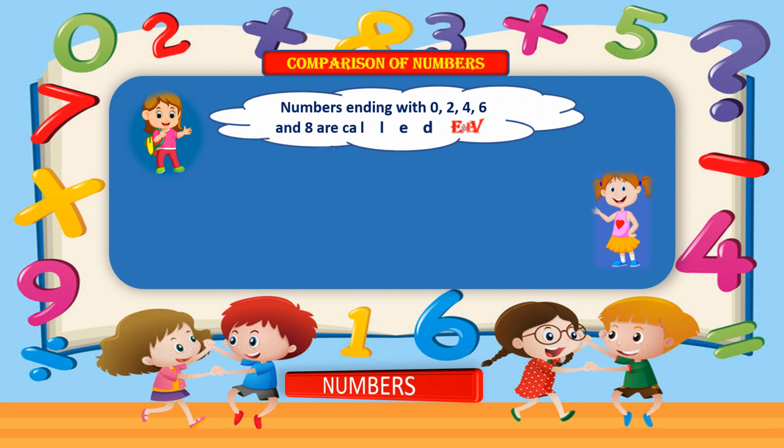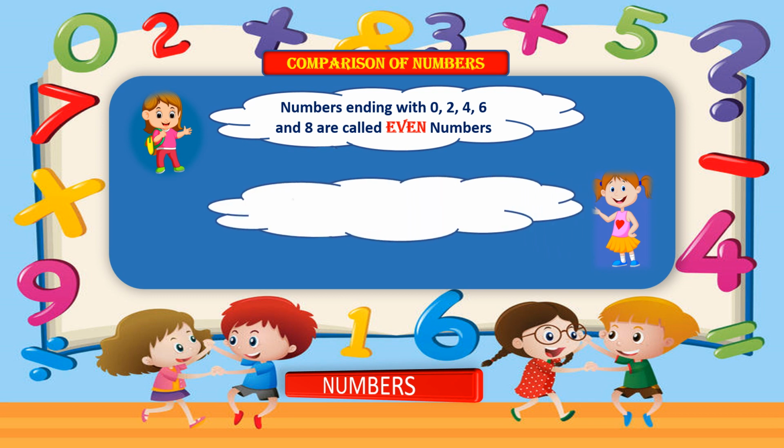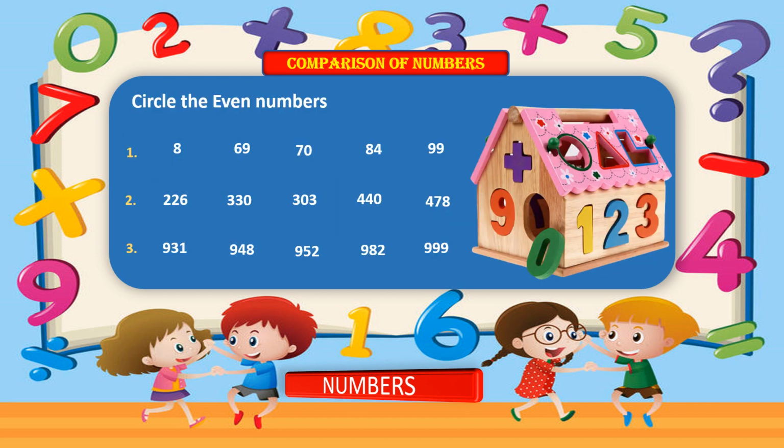Numbers ending with 0, 2, 4, 6 and 8 are called even numbers. Numbers ending with 1, 3, 5, 7 and 9 are called odd numbers. Circle the even numbers. Shall we circle the even numbers?